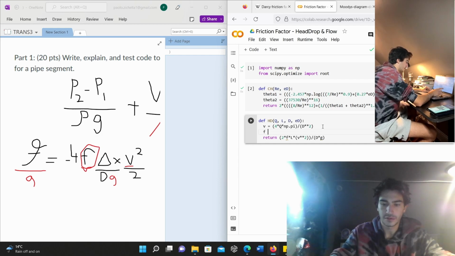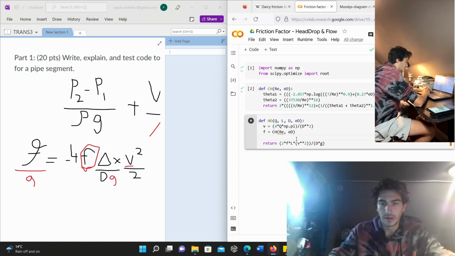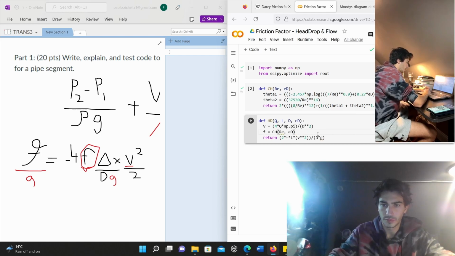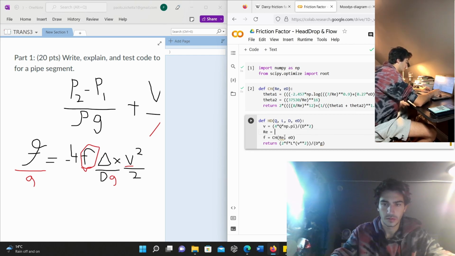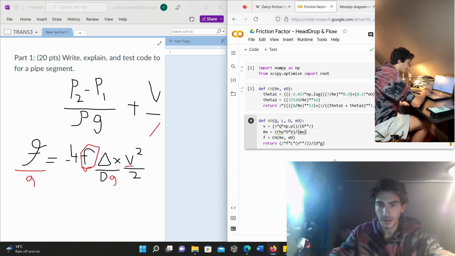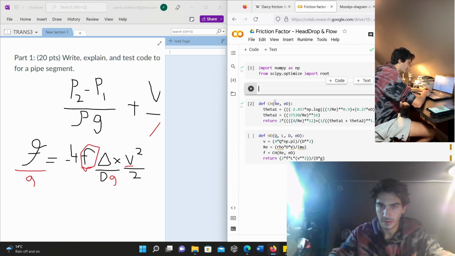And the f, the friction factor, is the Churchill equation, right? Then we're going to have to plug in the Reynolds number as well, which, remember, is rho times d times v divided by mu. And if you recall, there are some unknowns that we have, so go ahead and put these in here for later.